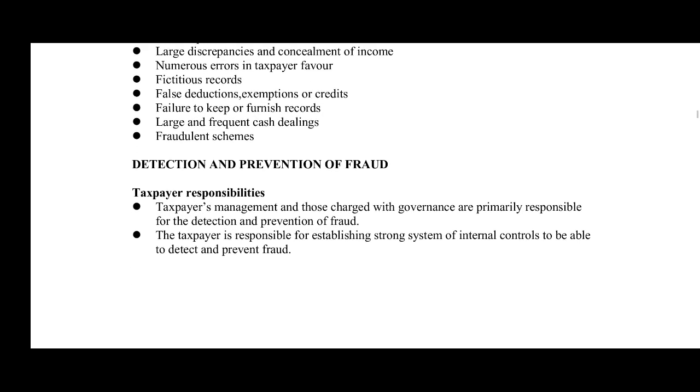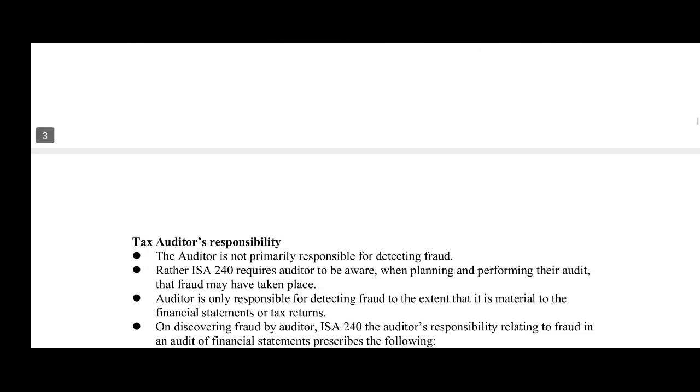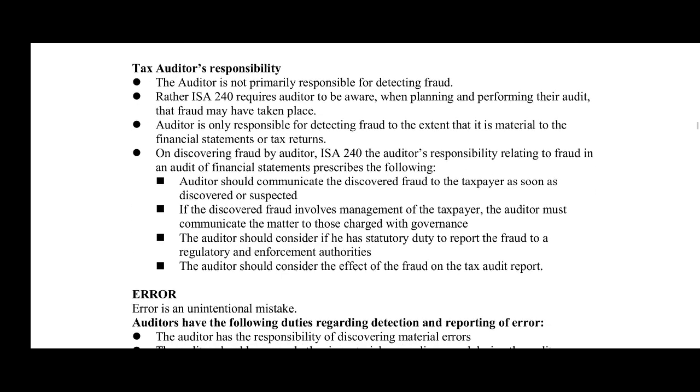Now, when it comes to detection and prevention of fraud, what are the responsibilities of the auditor and the taxpayer? The taxpayer's management and those charged with governance are primarily responsible for detection and prevention of fraud. So the taxpayer is responsible for establishing a strong system of internal control so that he can detect and prevent the fraud that occurs. Now, what is the auditor's responsibility?